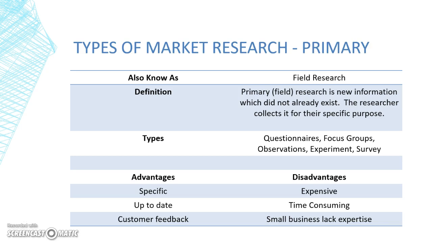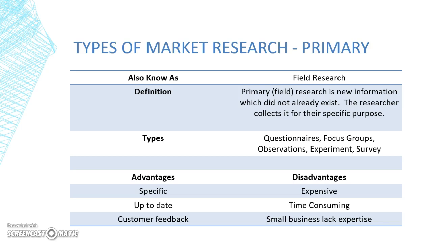Primary research is gathering new information, stuff that doesn't already exist. Could be questionnaires, focus groups, and the ones which are listed here, plus many more. Go away, find out what these are. What is a questionnaire? What is a focus group? What is a survey? Get some definitions, GCSE Bitesize, dictionary, find out what these are, because these are quite useful for the exam. So if you've not done that and you don't know what some of these words are, pause the video now and go and do that.